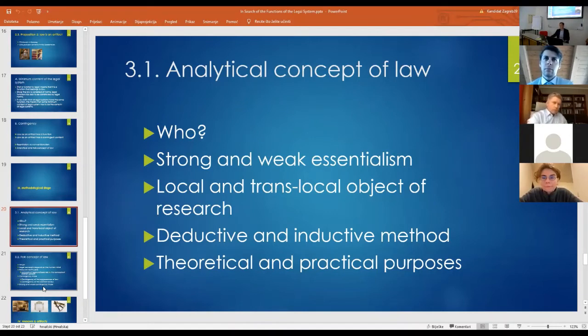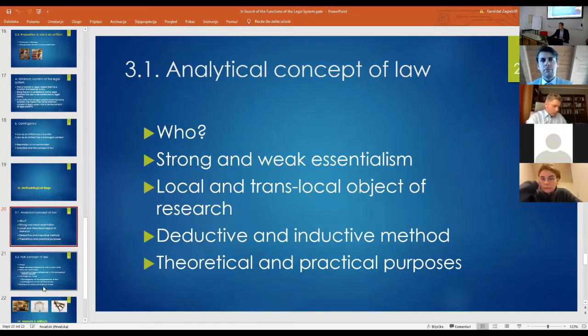Those people who want to talk about the nature of law. What is the nature of law? In the first line, these are legal theorists, but legal practitioners can also be interested in this kind of analytical concept of law. We could discuss here strong and weak essentialism.